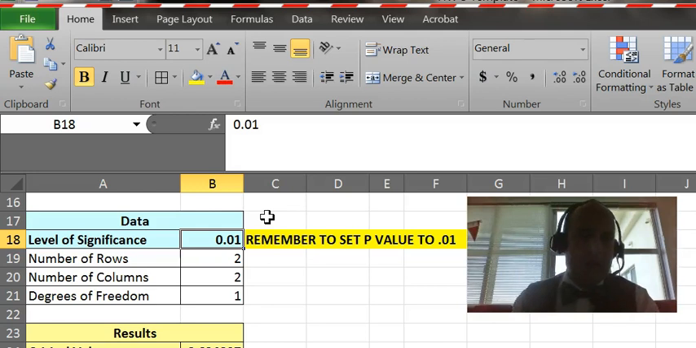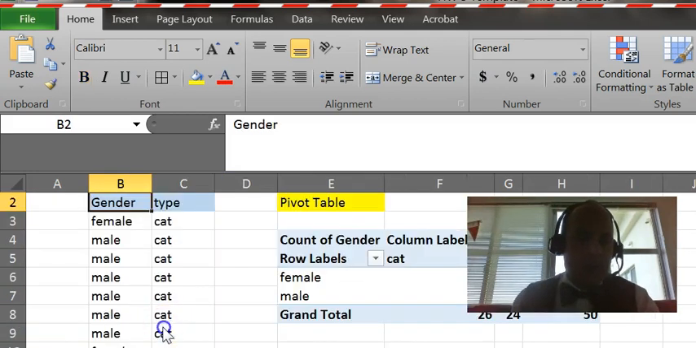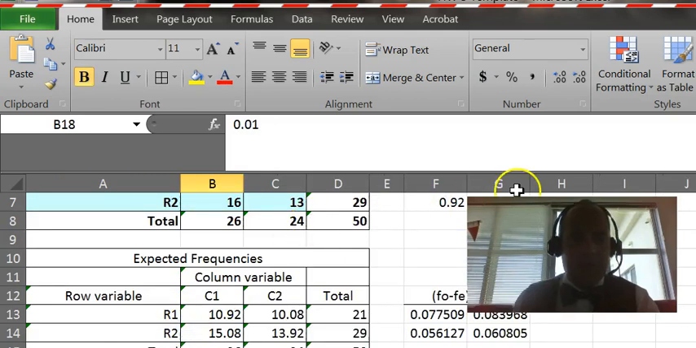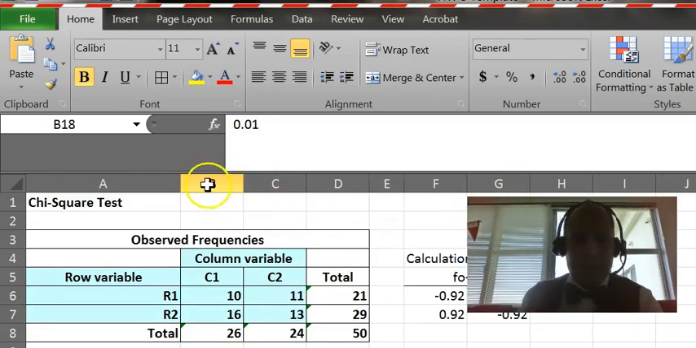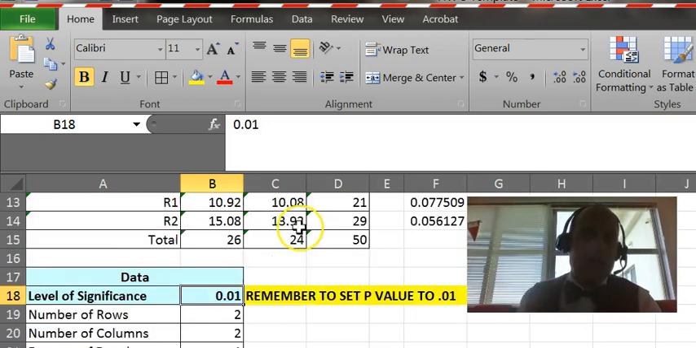So you've got the gender and type of animals: dog, cat, male, female. A 2x2 contingency table is what this is called. Very appropriate for a chi-square analysis.